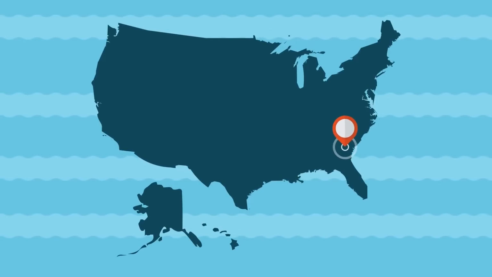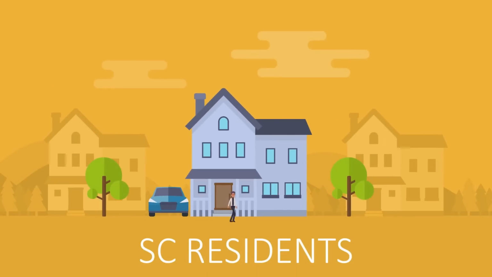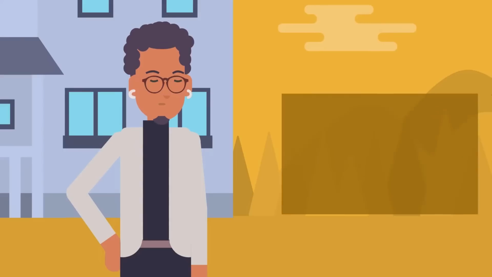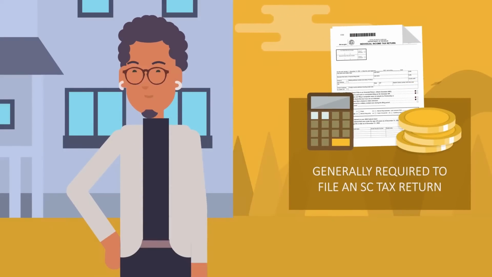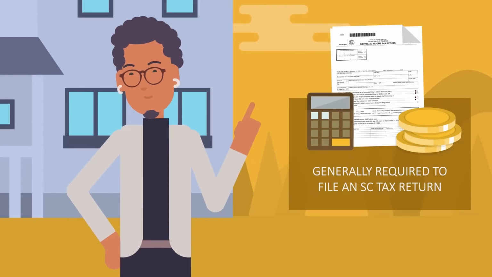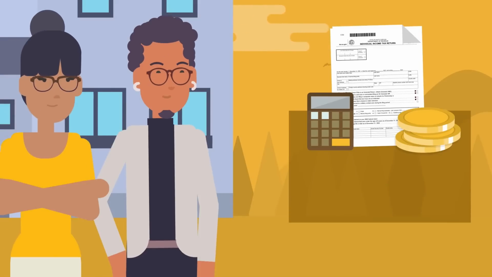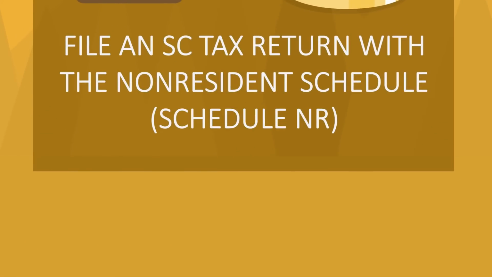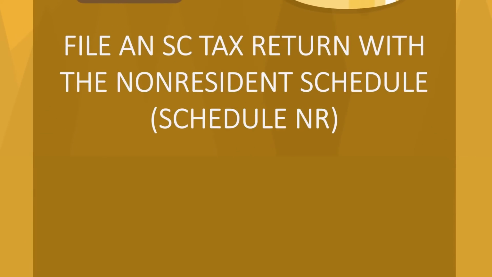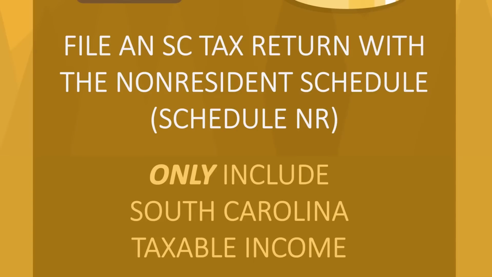If you're an SC resident and you're required to file a federal return, you are generally required to file a South Carolina return too. If you're a resident of South Carolina but your spouse is not, you will file a South Carolina return with the Schedule NR, using the same filing status you used on your federal return. On the non-resident schedule, only include the income earned by you as the South Carolina resident, or income earned from South Carolina sources as South Carolina taxable income.